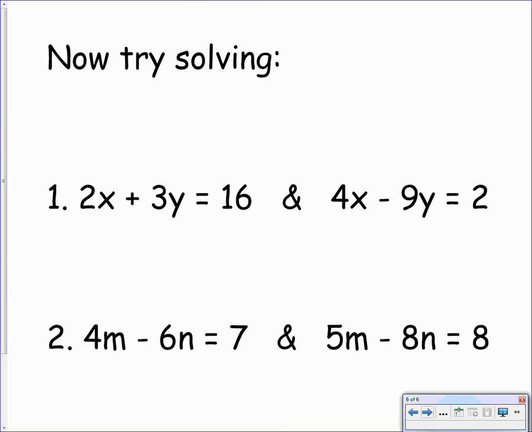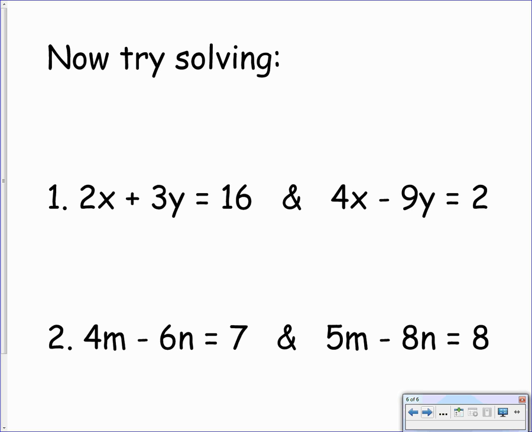Okay, as always, here are a few questions for you to try before you go to your class. So we're looking at two systems here. 2x plus 3y equals 16 and 4x minus 9y equals 2. And then 4m minus 6n equals 7 and 5m minus 8n equals 8. Try them just now and we'll give you the solutions in a few seconds.